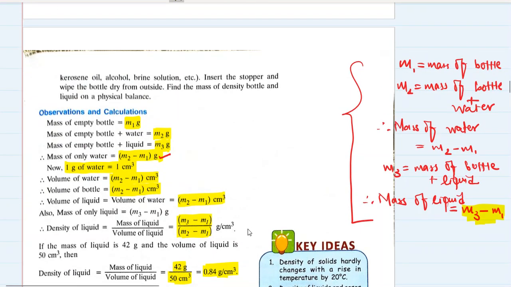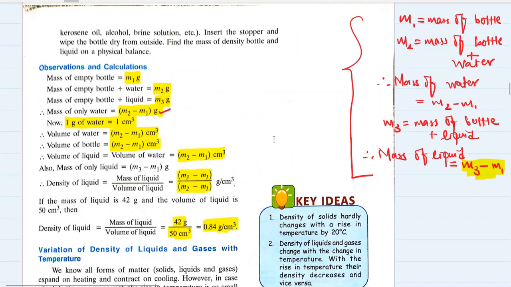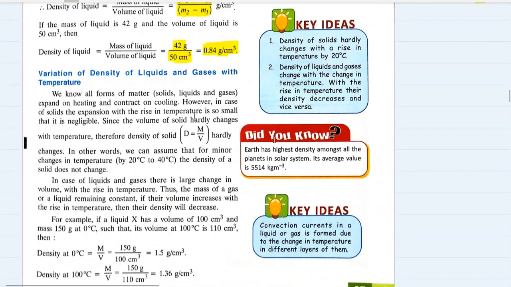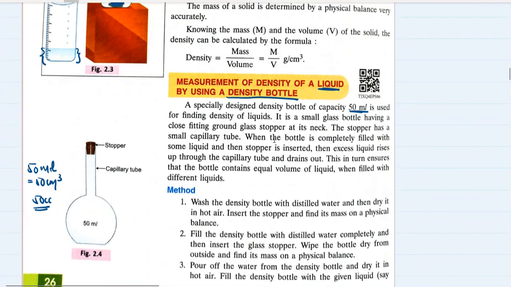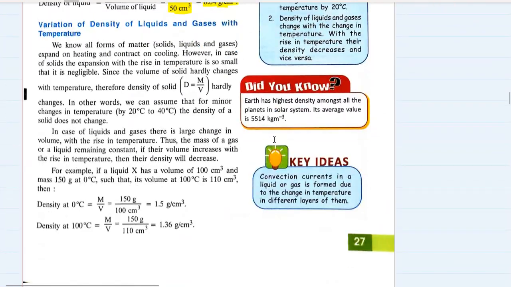You take all the readings, you find the mass of water, mass of bottle, mass of liquid, and then the mass of water gives the volume of water, which is equal to the volume of bottle, which is equal to the volume of liquid, and mass of liquid upon volume of liquid gives you the density of the liquid. So remember the steps of finding the density of a liquid using a density bottle. We will have numericals based on this, and that will do.